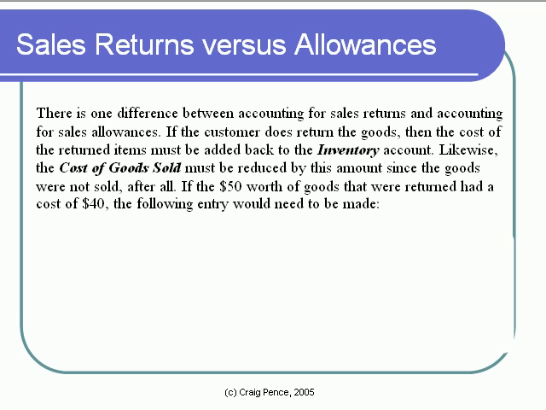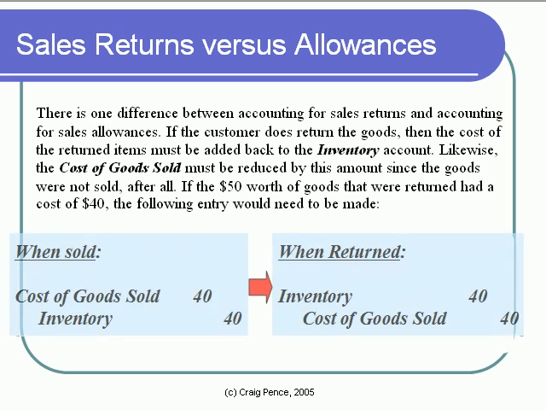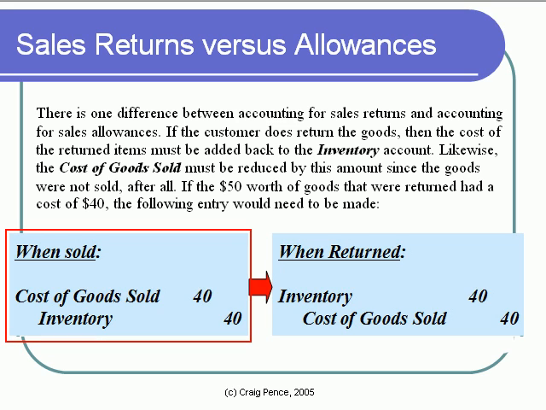There's one difference though between sales returns and sales allowances. If the item is returned, then the merchant places the item back on the shelf and then tries to sell it to someone else. In this case, the good that originally was sold turns out not to have been sold after all. And we'll need to reverse the cost of goods sold entry that was made when the item was originally sold. At the time of the sale, we debited cost of goods sold and then credited the inventory account.